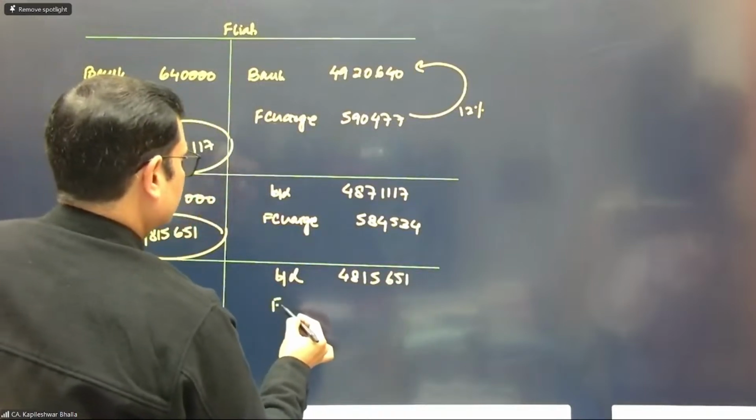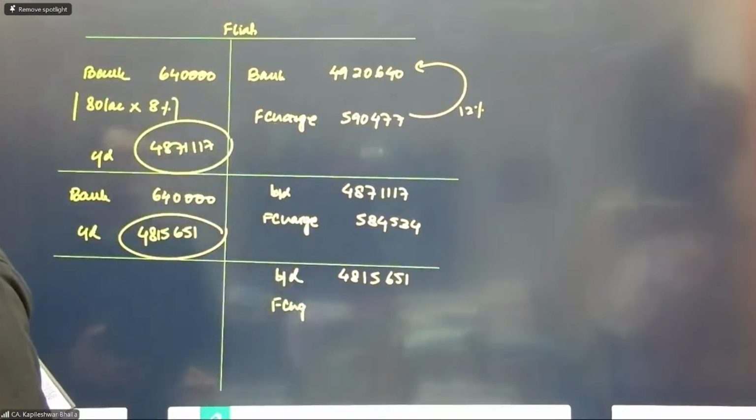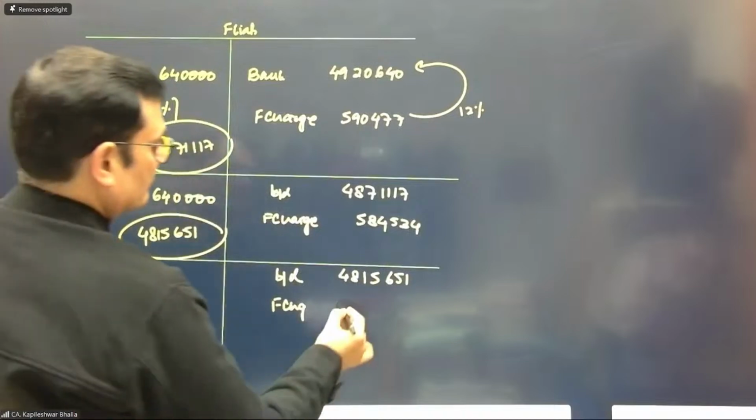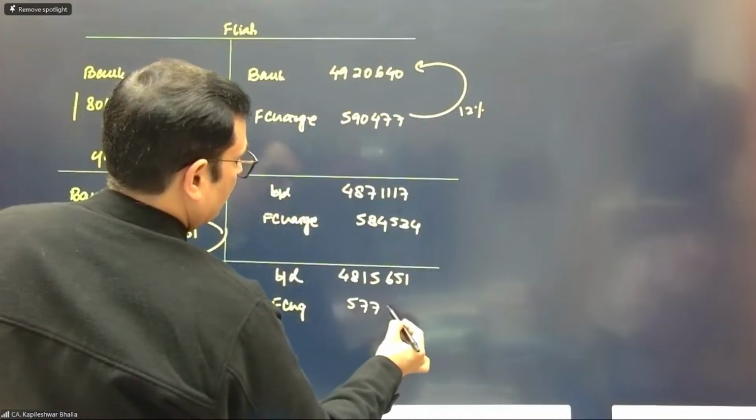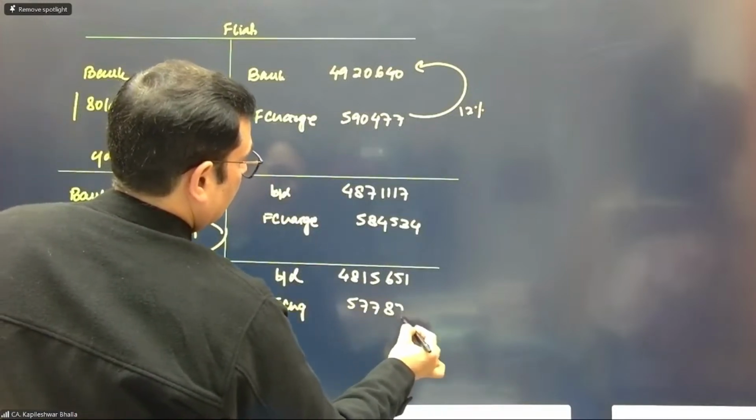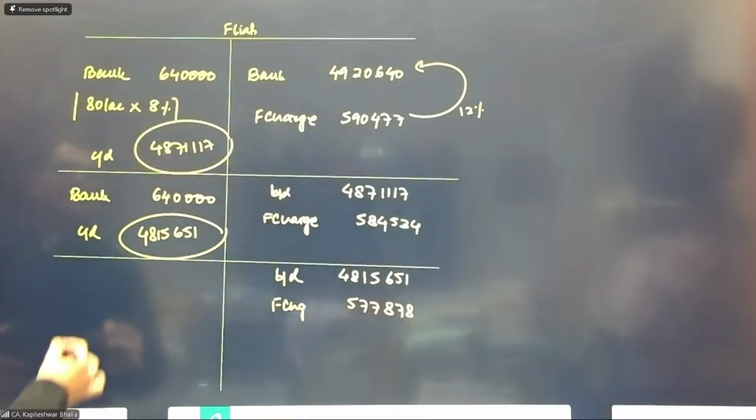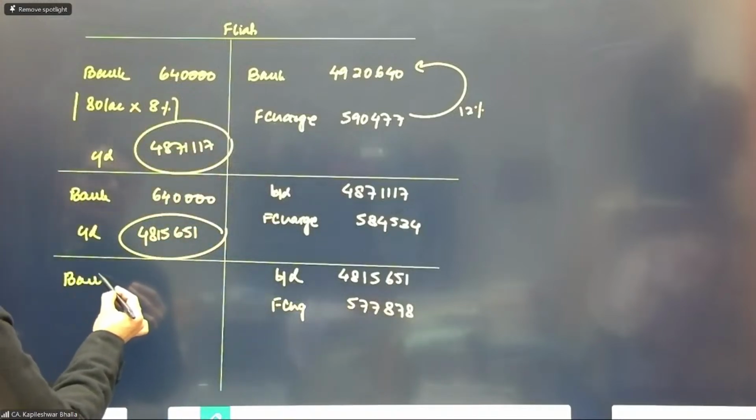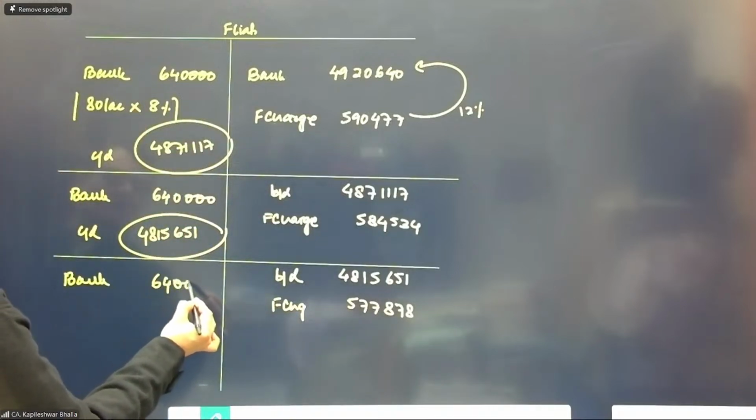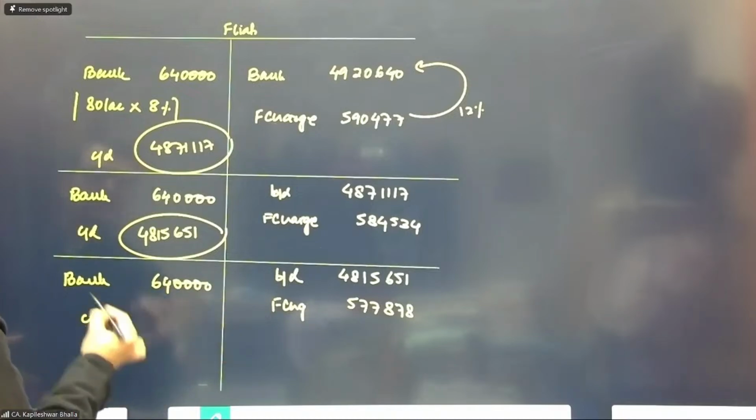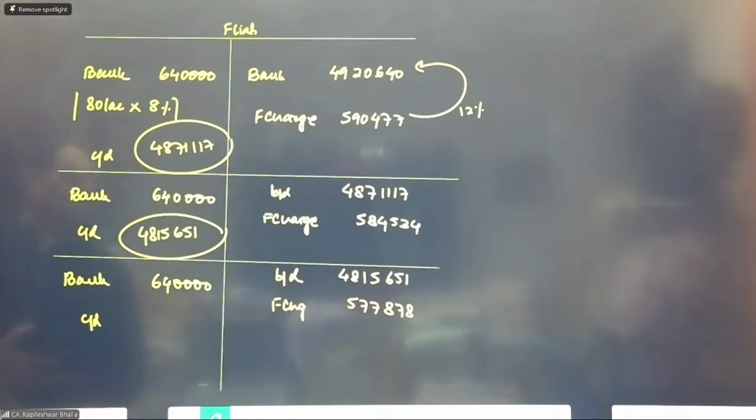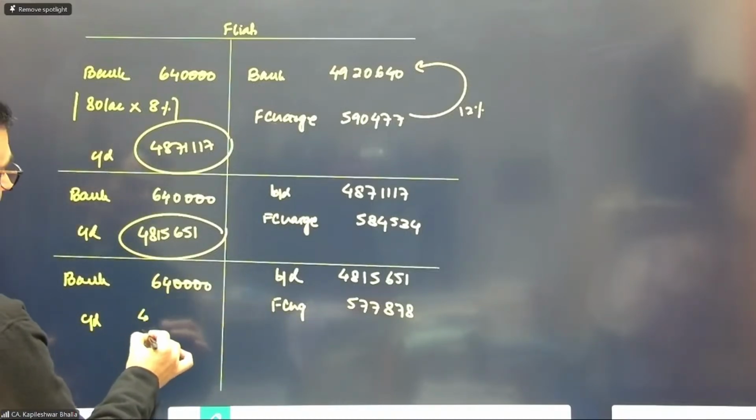So this comes to 48,15,651. Let's again take the finance charge at 12%. 5,77,878. Very good. You've done it very fast indeed. That's great. Then bank is 6,40,000. And we get a balance CD, the balancing figure. 47,53,529.